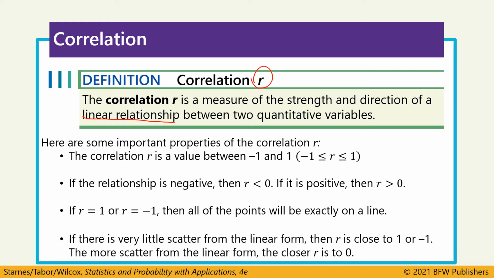And lastly, if there's very little scatter from the linear form, meaning that all the points are very close to a line of best fit, then r is going to be close to +1 if it's positive association, or -1 if it's a negative association. The more scatter, the more spread out around that line of best fit, the lower r gets approaching 0.